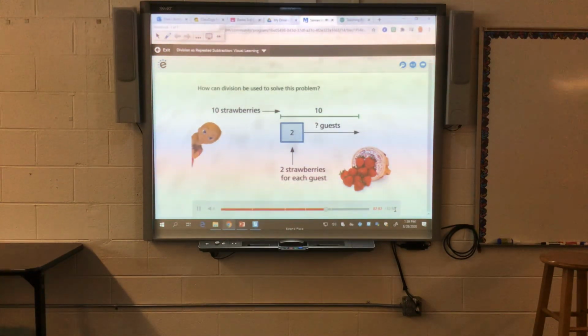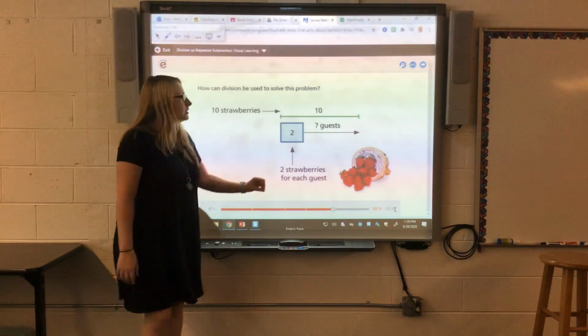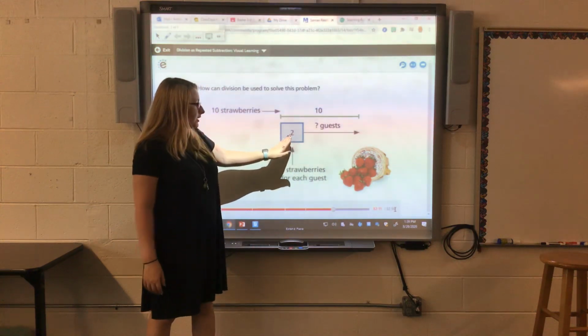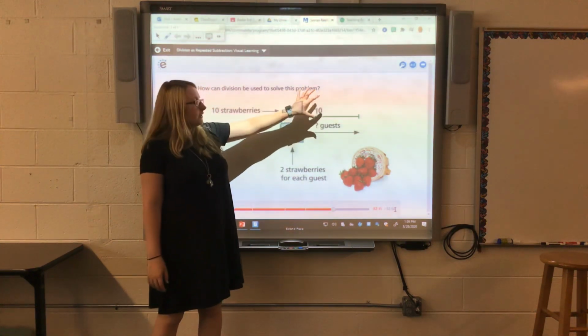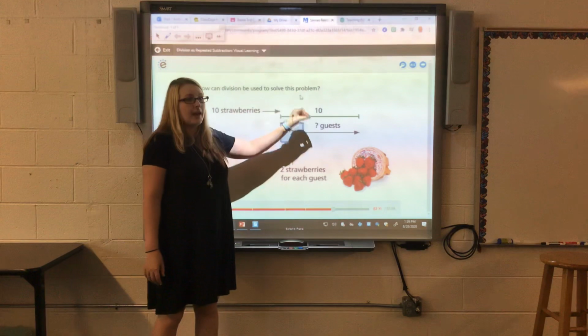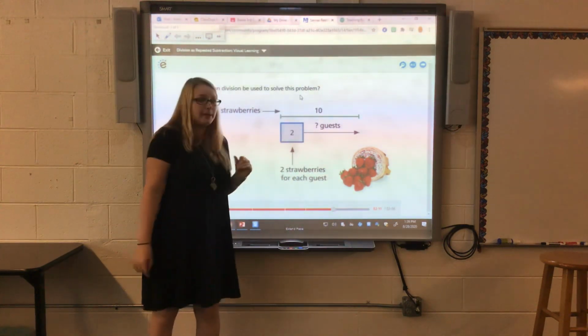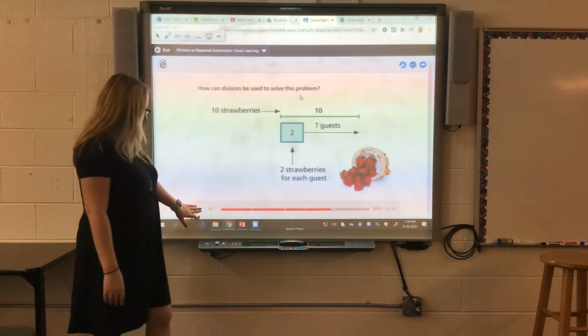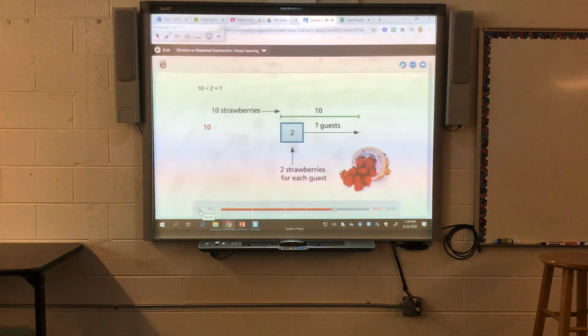How can division be used to solve this problem? You can write a division equation to find the number of groups. When we write our division equation, we always start with our biggest number. You cannot take a small number and divide by a bigger number. You always start with the biggest one. So our division equation would start with 10 divided by 2 strawberries each equals 5 guests. We just found out that our answer is 5. 10 divided by 2 equals what number?